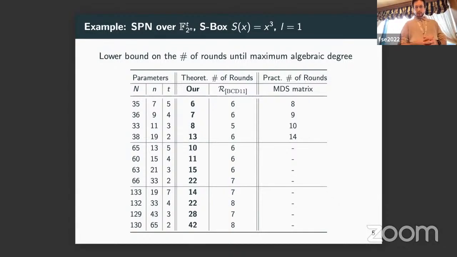This table here shows the number of rounds to reach maximum algebraic degree derived from our bound and the BCD bounds, and also shows some practical results. The SPN here again uses the cubic function as S-box function, and the linear layer in this example is defined as a multiplication with a matrix, with a certain MDS matrix. Now, the important point here is you can see as the size of the S-box increases, also the advantage of our bound over the BCD bound increases. You can observe this as you move down in this table.